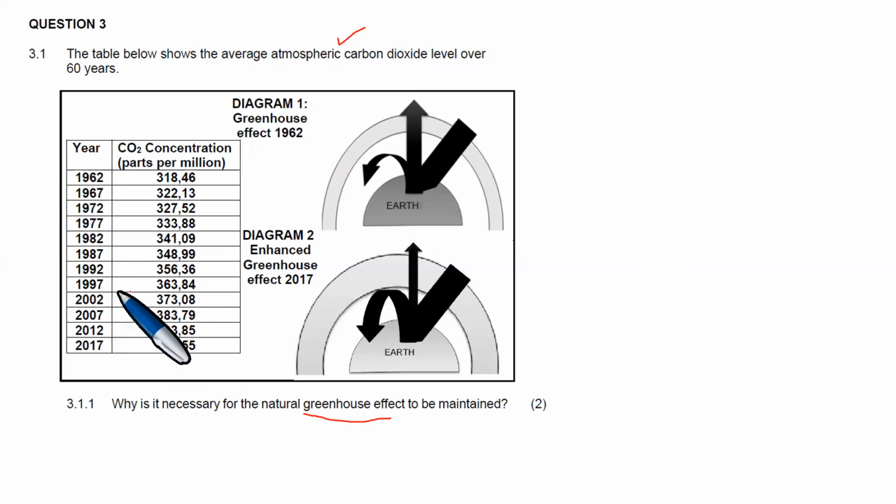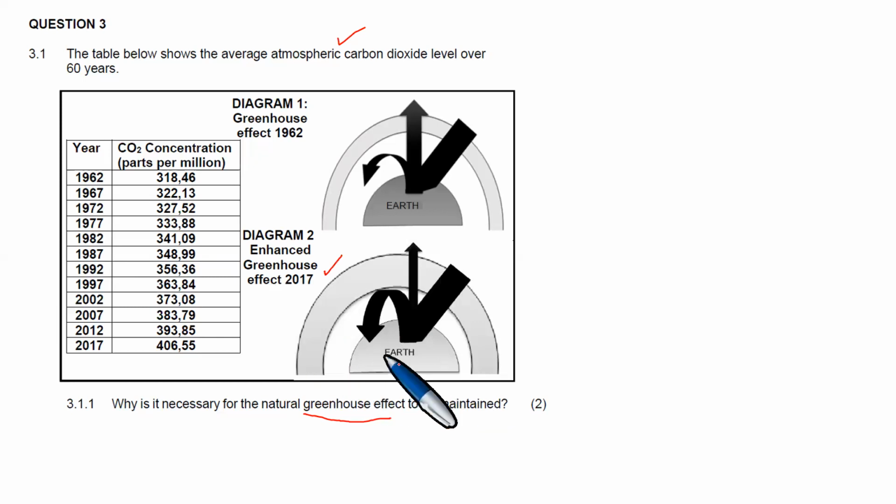So in 1997, it even increased. So it increased quite consistently. Why is it necessary? Okay, let's look at diagram one, the greenhouse effect in 1962. And then you are also looking at diagram two, the enhanced greenhouse effect, 2017. So what is the difference between the two diagrams?